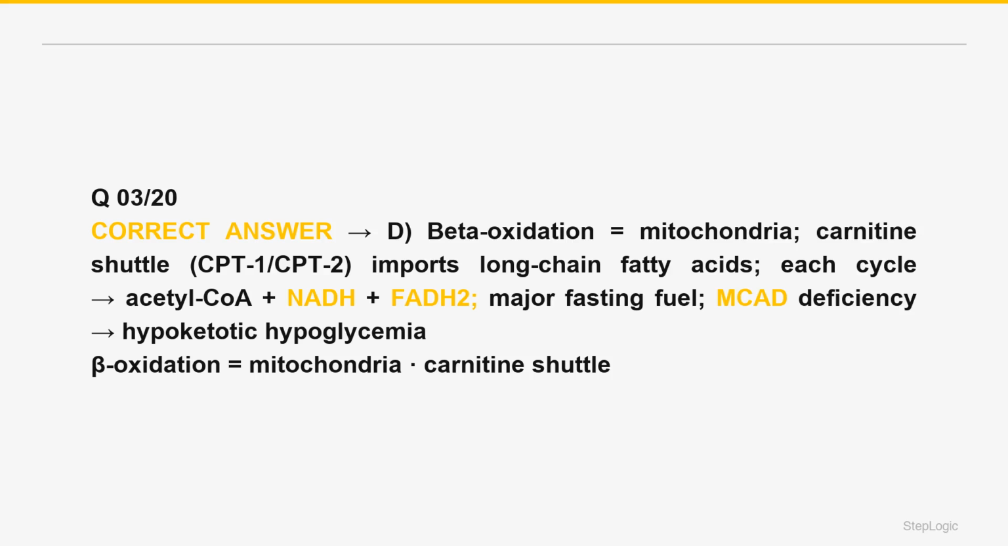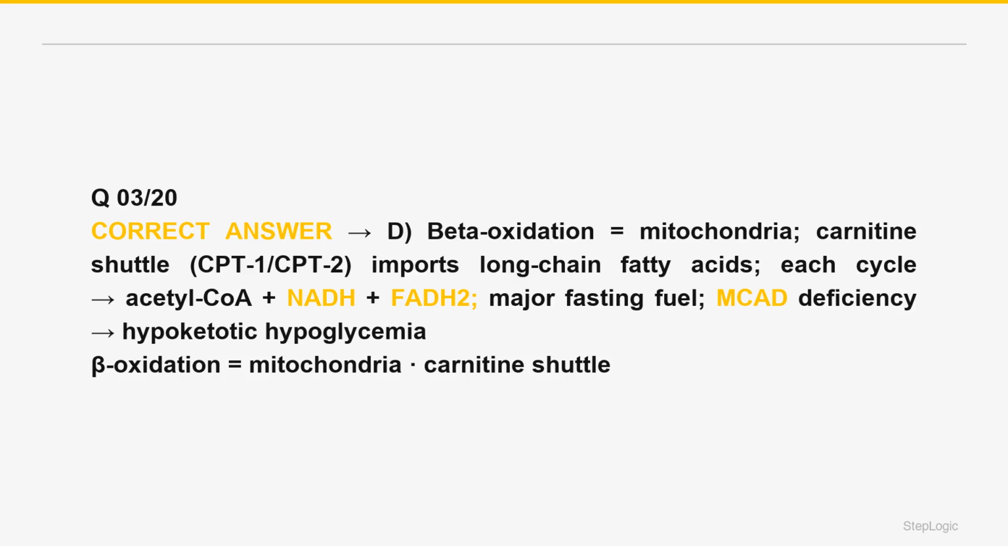Once inside, beta oxidation runs in repeating 4-step cycles, each removing two carbons from the fatty acid and yielding 1 acetyl-CoA plus 1 NADH and 1 FADH2. The acetyl-CoA enters the TCA cycle, or, in the liver during fasting, forms ketone bodies, while the NADH and FADH2 drive oxidative phosphorylation, making fat a very energy-dense fuel.